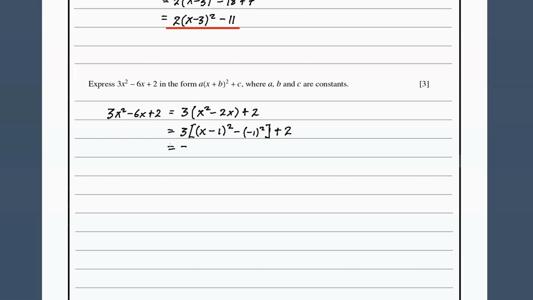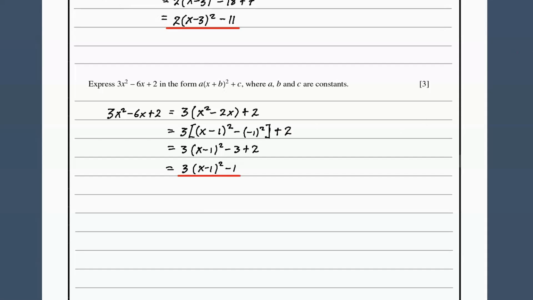So that's going to be 3 of x minus 1 squared, and here we'll be having minus 1, and multiplying that by 3, it will be minus 3, and it's minus 3 plus 2. So that's 3 of x minus 1 squared, and minus 3 plus 2 is minus 1, and this here becomes the answer. So that's how we would do it for these types of questions.